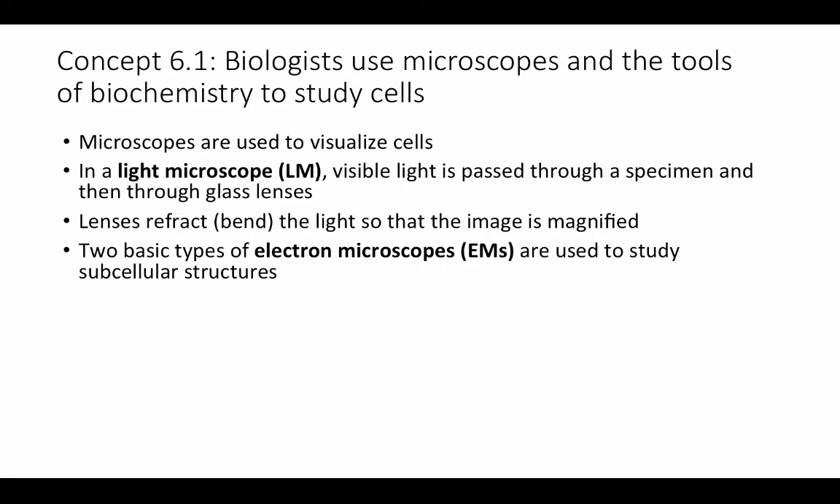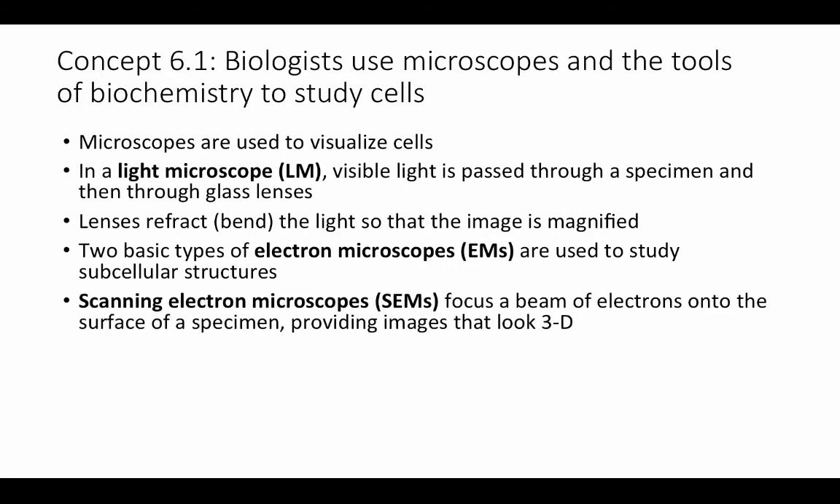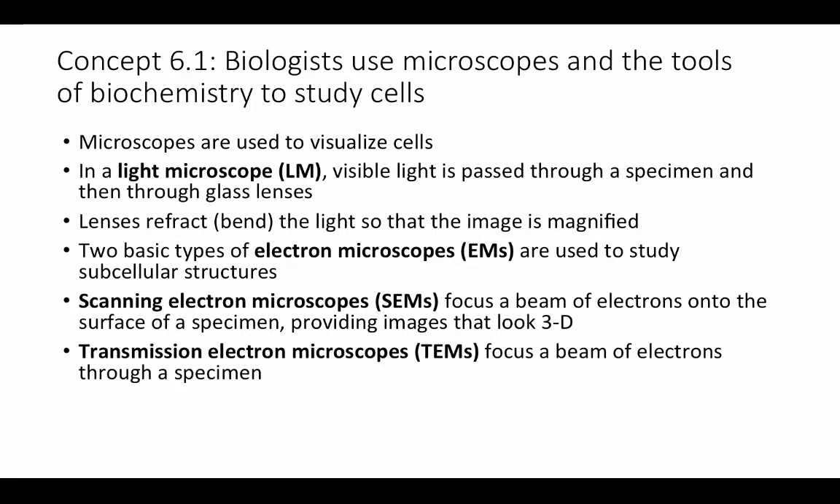We can also have a different kind of microscope, electron microscopes, that instead of passing light through the specimen is going to shoot electrons at it. These electron microscopes are used to study subcellular structures. And the two basic kinds are scanning electron microscopes, so they're going to focus a beam of electrons onto the surface of a specimen, and that's going to create images that look three-dimensional. And to examine the interior structures in a cell, we can use transmission electron microscopes, which are going to focus a beam of electrons through a specimen to be able to see the internal structures.